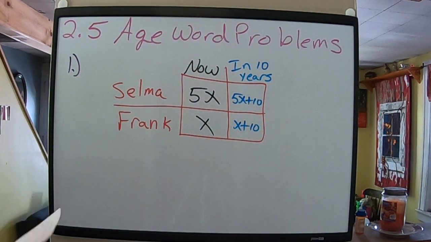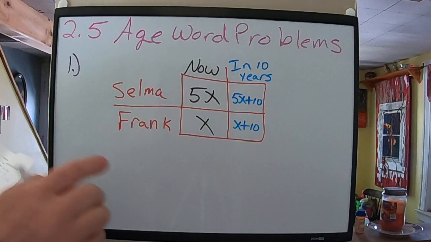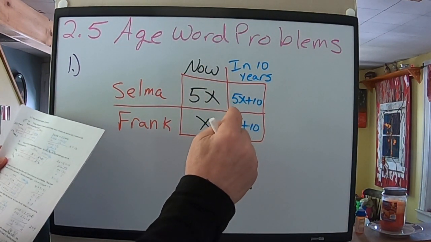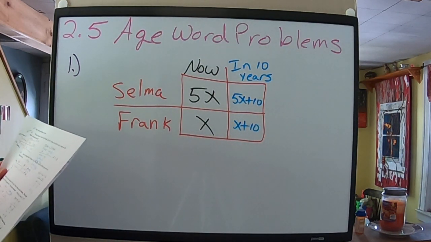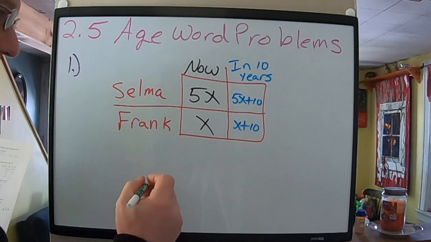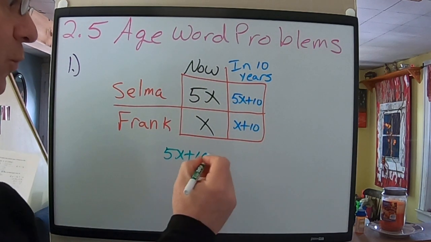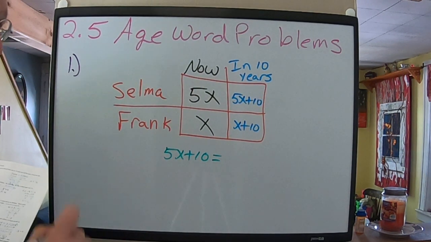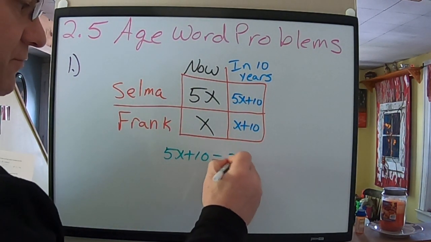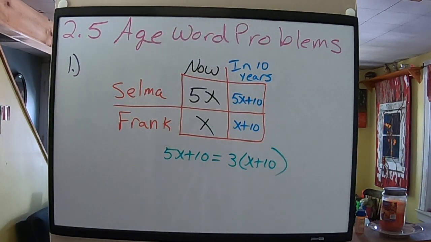The next thing to do is to set up your equation. What about in 10 years? In 10 years, she will be 3 times as old as Frank. So she will be 3 times as old. Now we're talking Selma. Selma, the 5x plus 10. Will be is a form of is. That means your equal sign. 3 times as old as Frank is, 3 times x plus 10. So now we have to solve this equation.